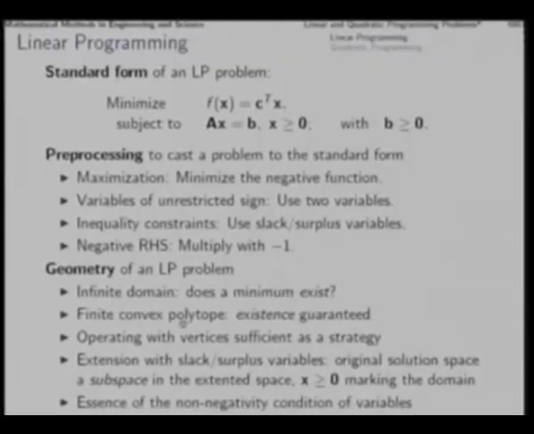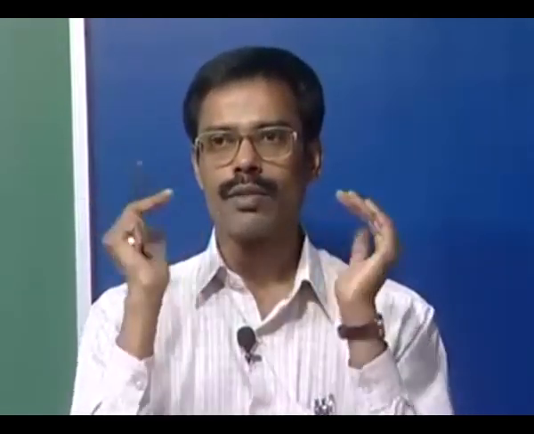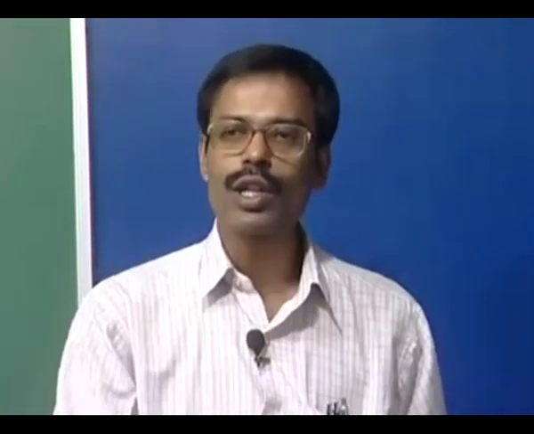On the other hand, if the domain is a finite convex polytope, it has to be a convex polytope because of the nature of the constraints that you can have, all linear constraints. Okay. So, it has to be a convex polytope if it is finite. So, if it is a closed, finite polytope, closed from all sides, then existence of the minimum point is guaranteed, because you cannot go on indefinitely in any direction. Okay.